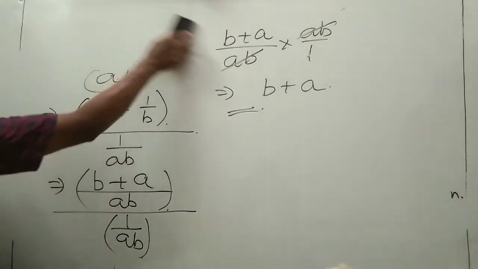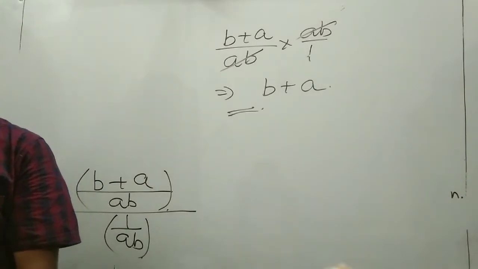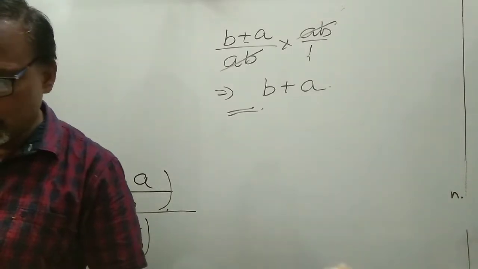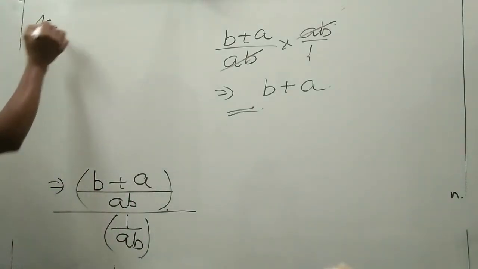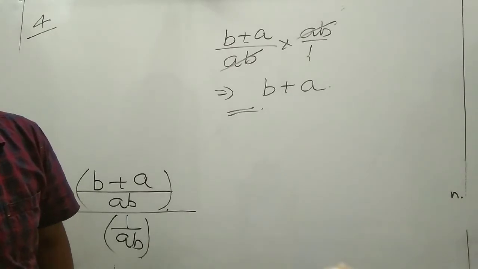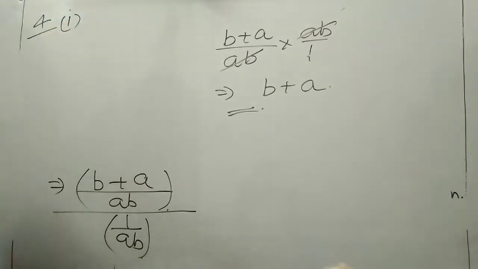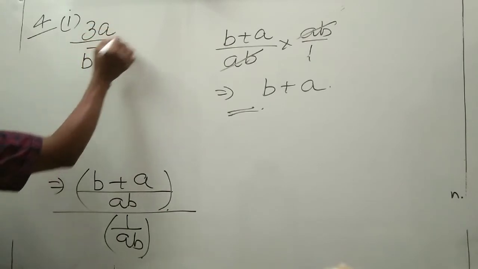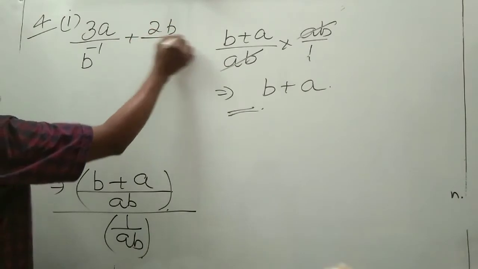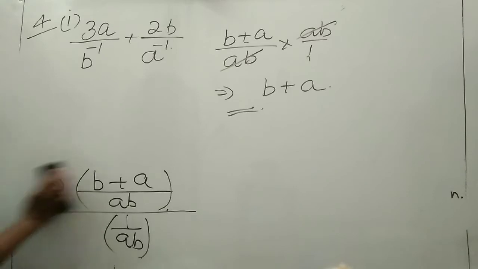Now the next question is question number 4, first part: 3a to the power minus 1 b to the power minus 1 plus 2b a to the power minus 1. This is the question, and you have to simplify.